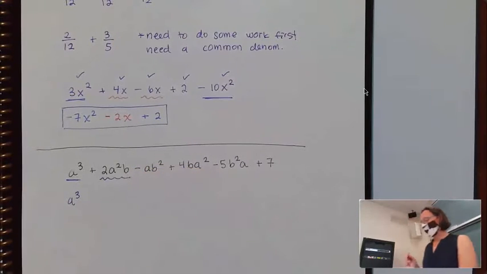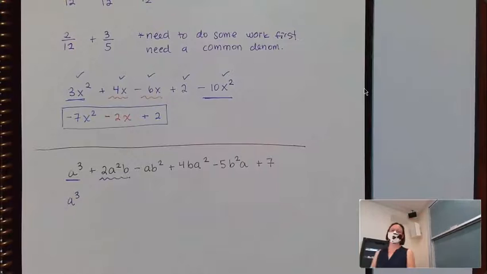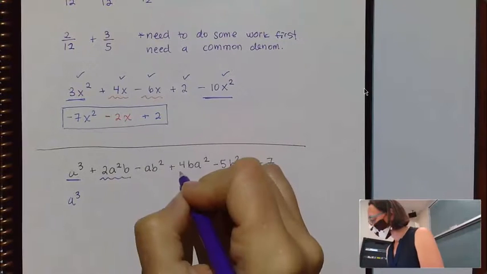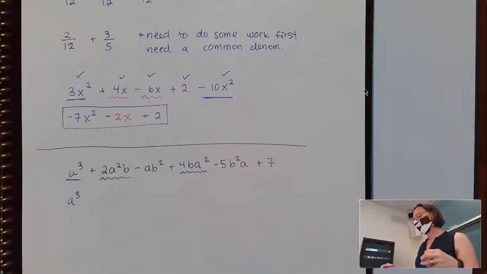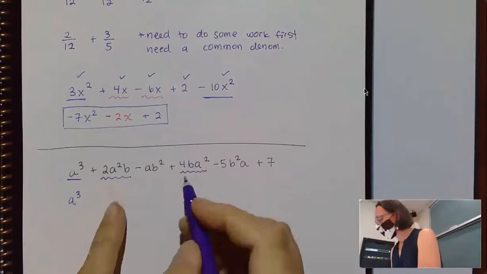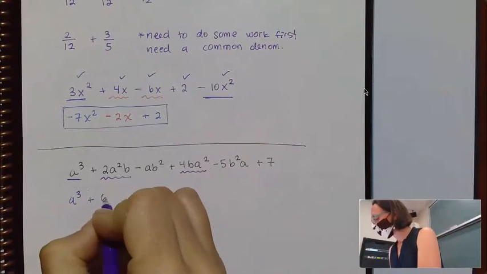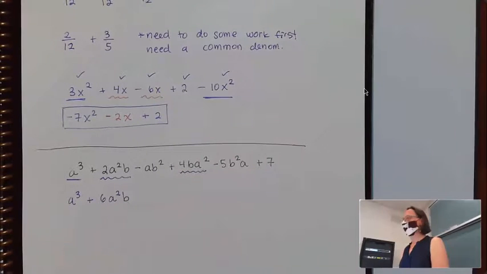Now that 2a squared b, I can combine with anything else that's got an a squared times a b. And we have another piece with an a squared times b. It was just written in a different order. But the order of multiplication doesn't matter. So when I put these two together, I've got 6 a squared b.